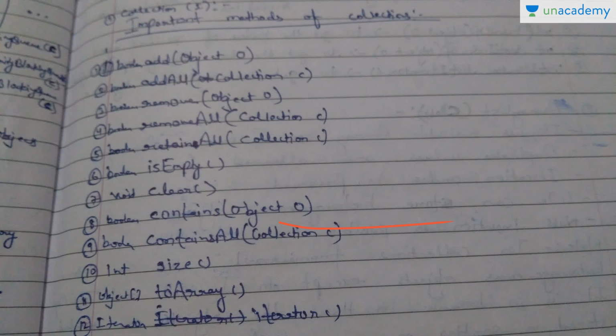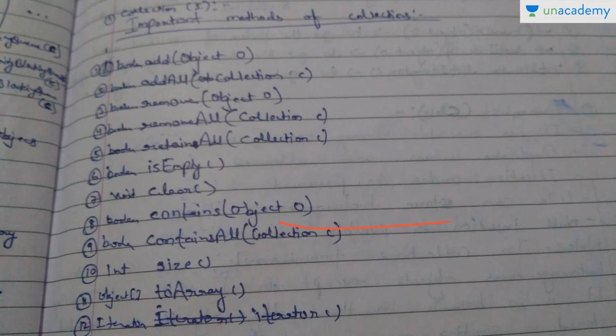Next one is retainAll, boolean retainAll(Collection c). retainAll is used to delete all the elements of the invoking collection except the specified collection's elements. Next one is boolean isEmpty. isEmpty is used to check whether the collection is empty or not.